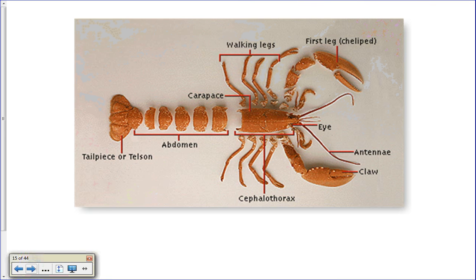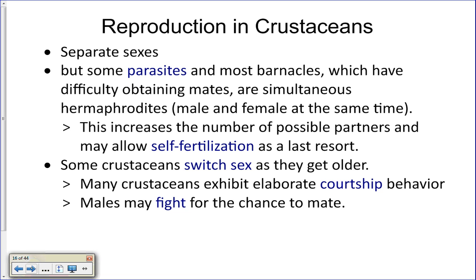Here's a picture of a breakdown of the exoskeleton of a crayfish, which is our model crustacean. So you can see the different parts of the exoskeleton, that hard outer covering.